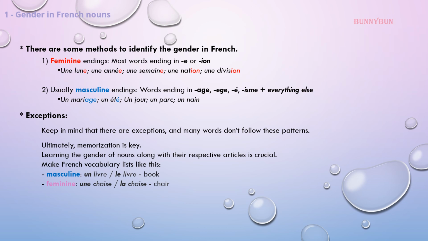age, ege, aisme, and everything else. Keep in mind that there are exceptions, and many words don't follow these patterns. Learning nouns along with their respective articles is crucial. Make French vocabulary lists like this: un livre, le livre, book; une chaise, la chaise, chair.